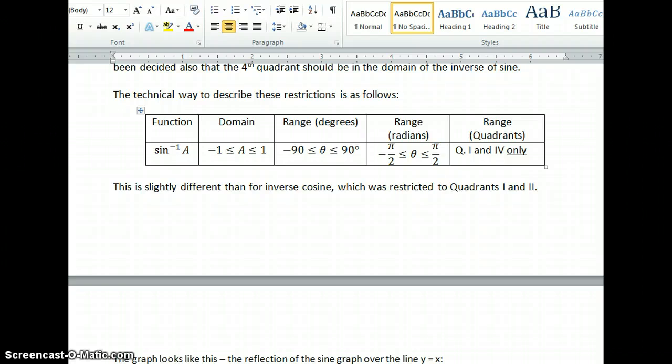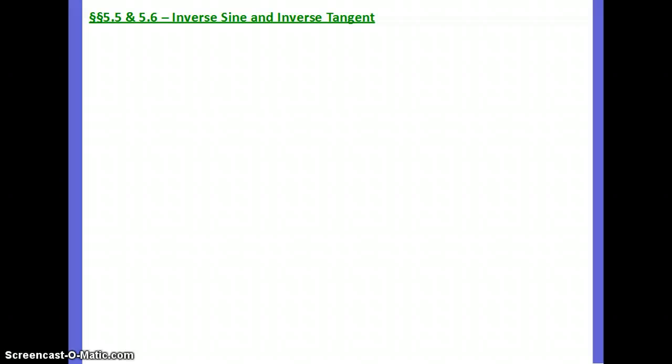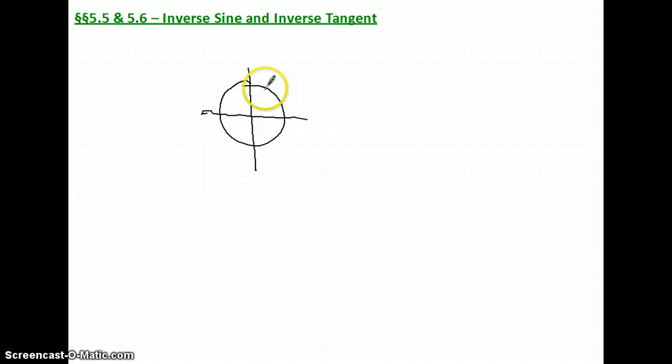Let me switch to the other document here. If you enter in a value like, you know, 0.8 or something like that, a very high value for sine here, you're gonna get the angle in this quadrant. You're not gonna get the one over here in quadrant two. You're not gonna get the obtuse. That's what I was saying before. You'll have to interpret that on your own if you've got a problem that you know it should have the obtuse angle.